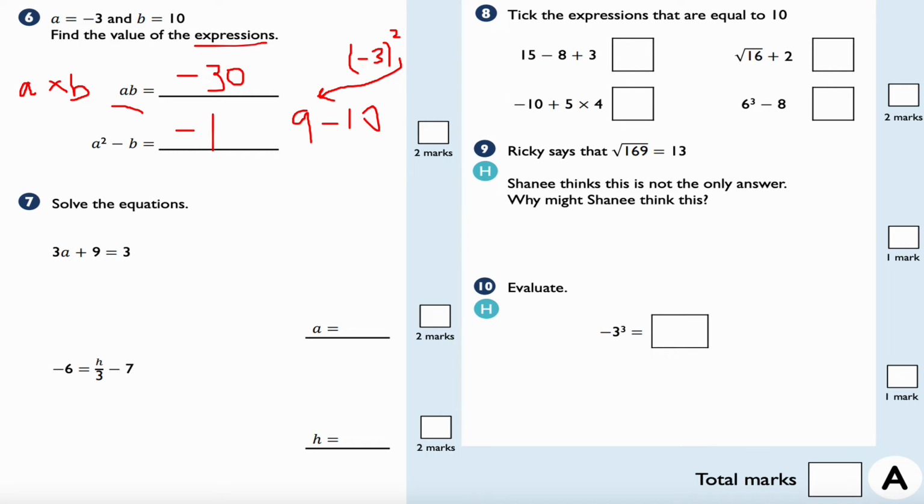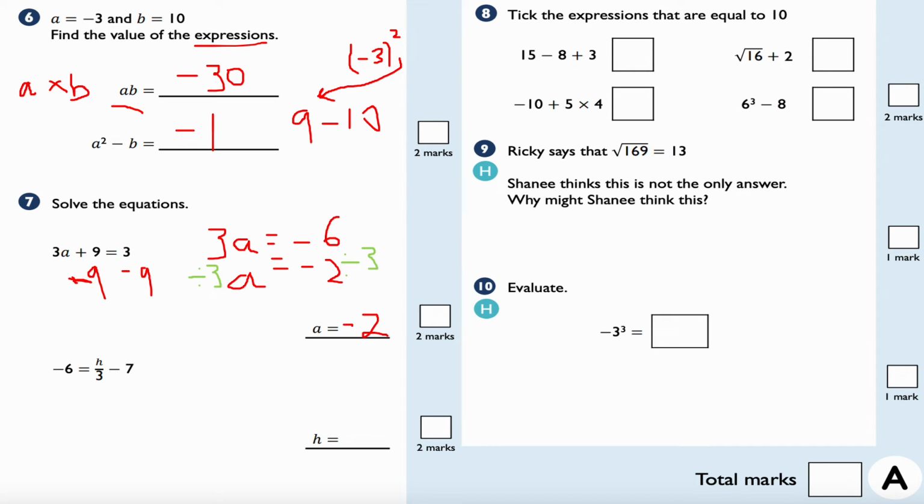This is question number 7. Solve the equation 3a plus 9 is equal to 3. Well, if I subtract 9 on both sides of my equation to balance it, I'm going to get 3a is equal to -6. Dividing both sides by 3, because 3a means 3 times a, I get a is equal to -2. So I subtracted 9 first of all, and then I divided by 3, because 3a means 3 times a.